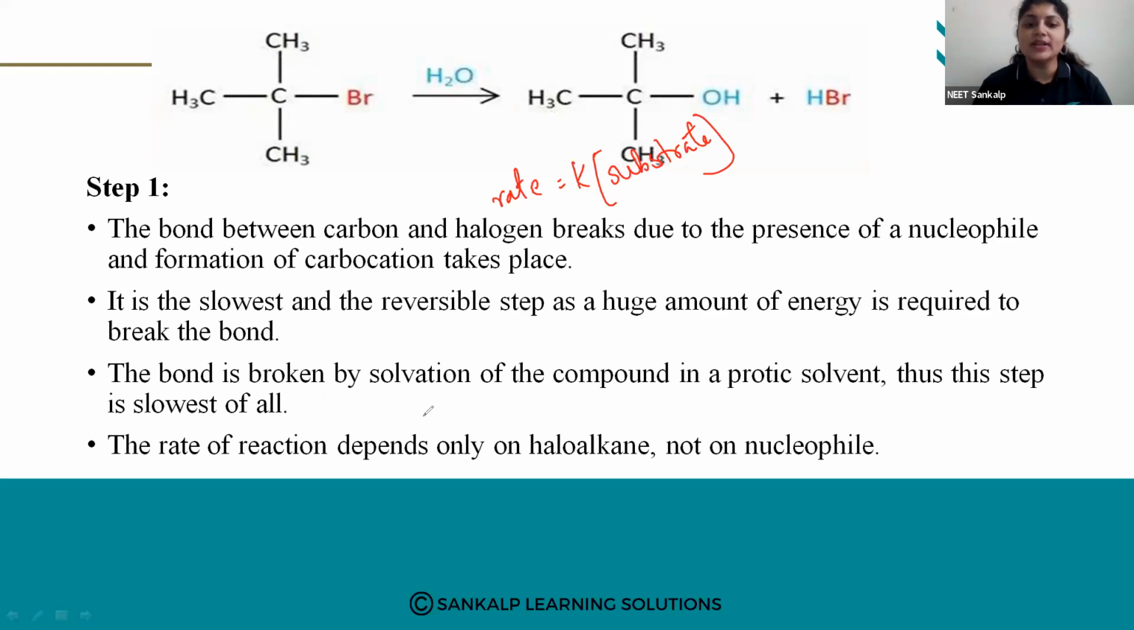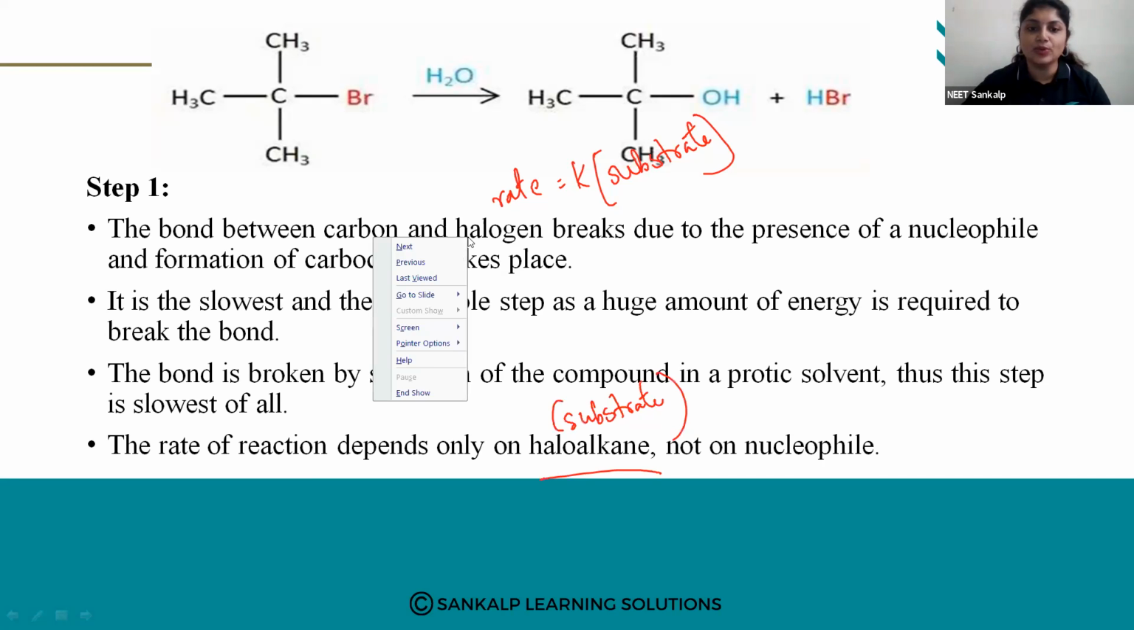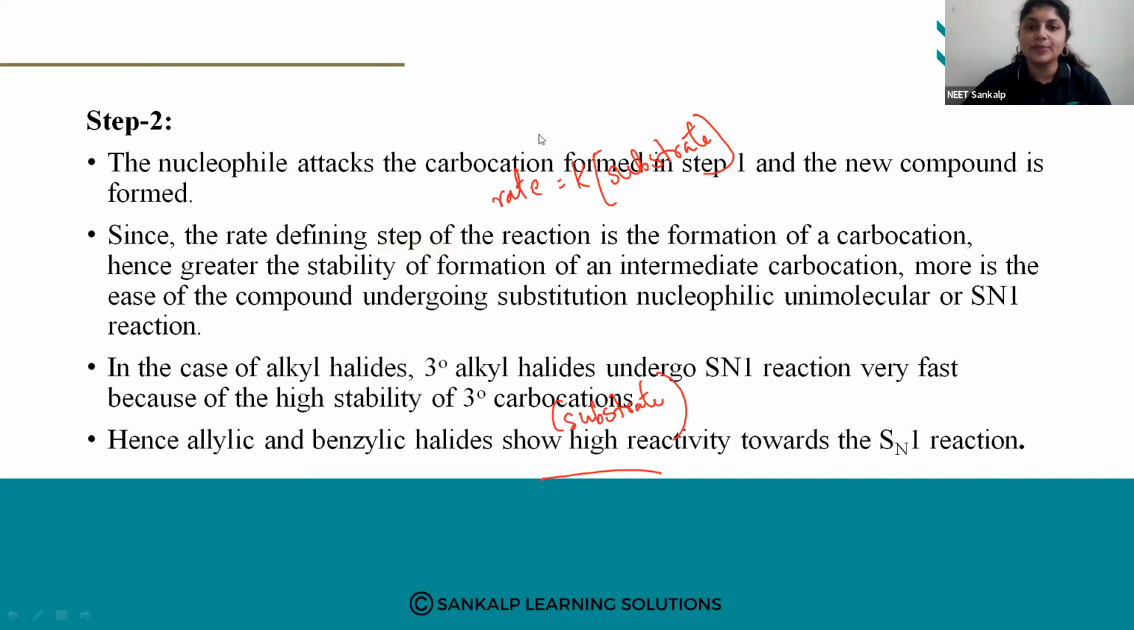So the bond is broken. It depends only on the haloalkane, which is nothing but the substrate, and it does not depend on the nucleophile. So this is step 1. Then we'll see step 2. In step 2, as we have said, there will be a carbocation formation, and then there will be attack of the nucleophile.